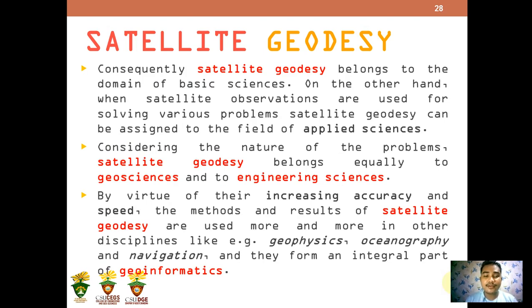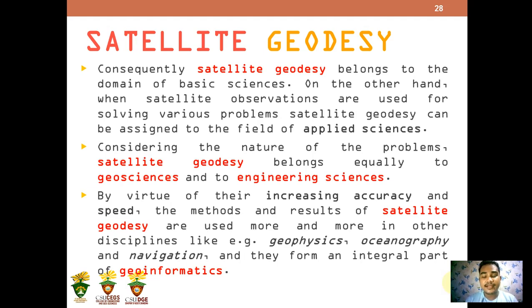And on the other hand, when satellite observations are used for solving various problems, satellite geodesy can be assigned to the field of applied sciences. Basically, no, si satellite geodesy sulod siya sa basic sciences, but the observation daw is gamiton siya for various solving problems, so mahimo na pud siyang applied sciences. So versatile si satellite geodesy. And considering the nature of the problems, satellite geodesy belongs equally to geosciences and to the engineering sciences. Okay, since application man siya, so masulod siya sa engineering sciences and geosciences.